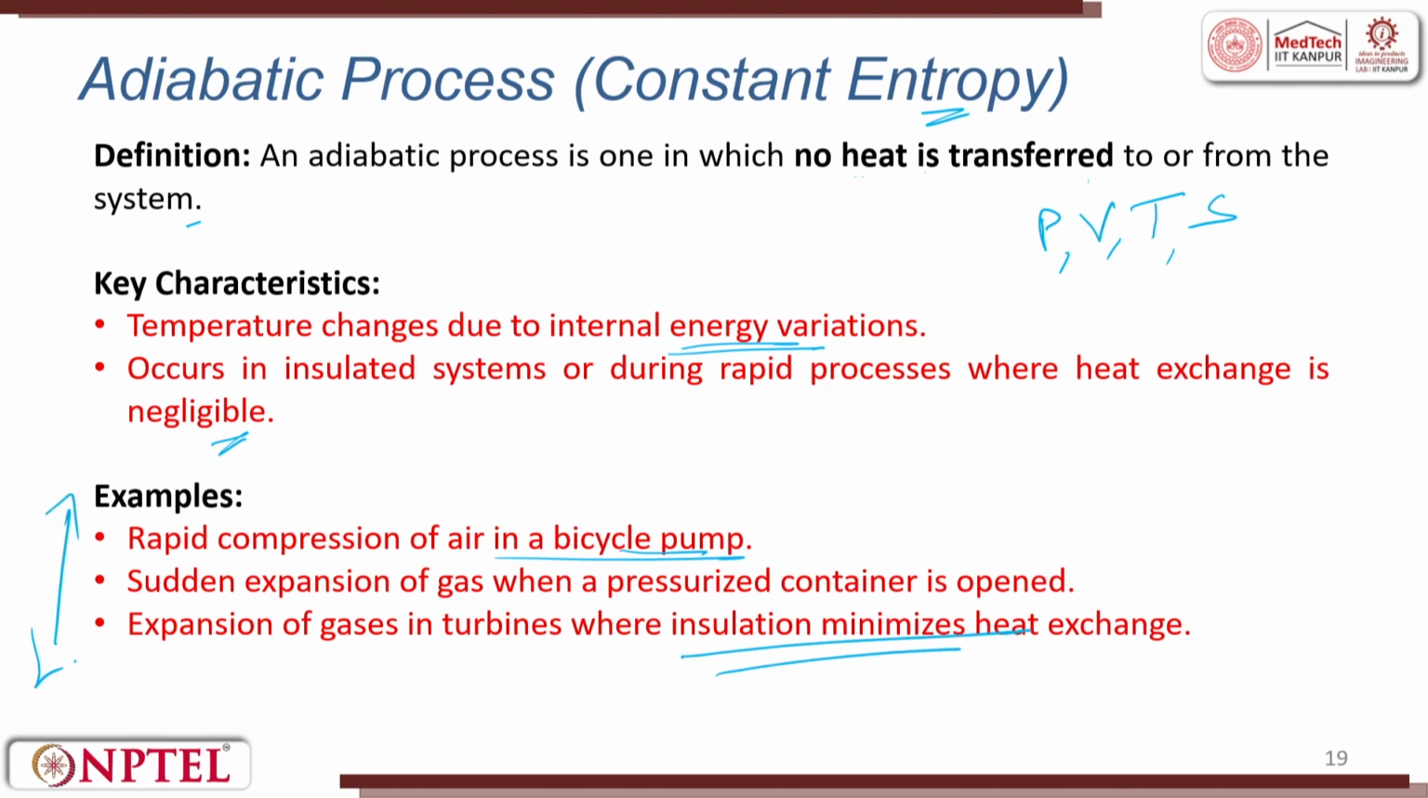So, majority of the time we will give which process the system follows, so that it becomes easy for you to use the equation. So, it can be isobaric, isochoric, isothermal or adiabatic. Adiabatic, friends, keep in mind entropy. So, what is entropy? We have seen in the previous lecture.